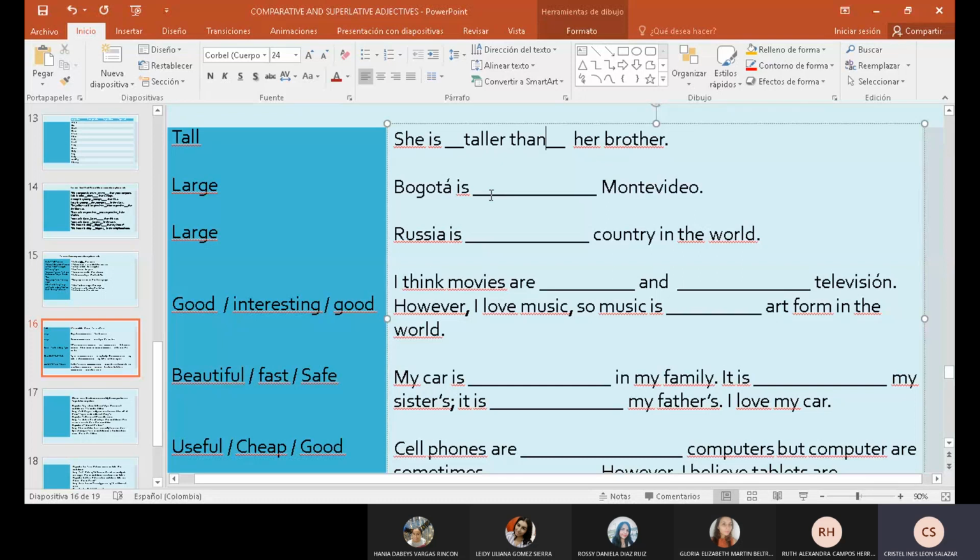Okay. Rosie, with the other. Bogotá is larger than Montevideo. Okay, thank you.